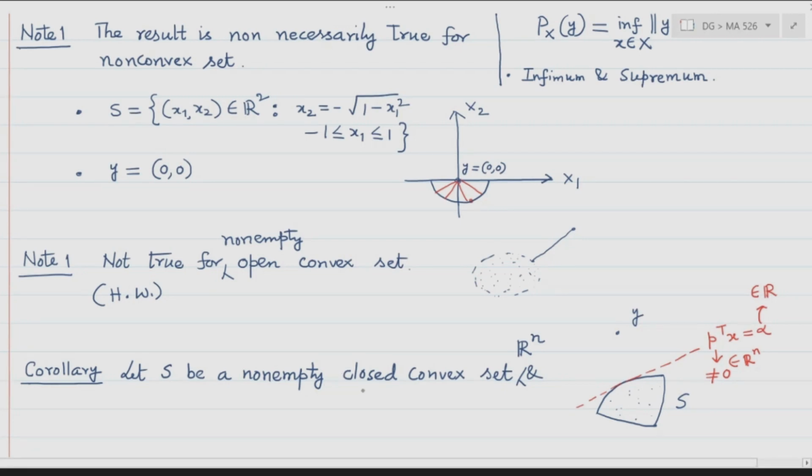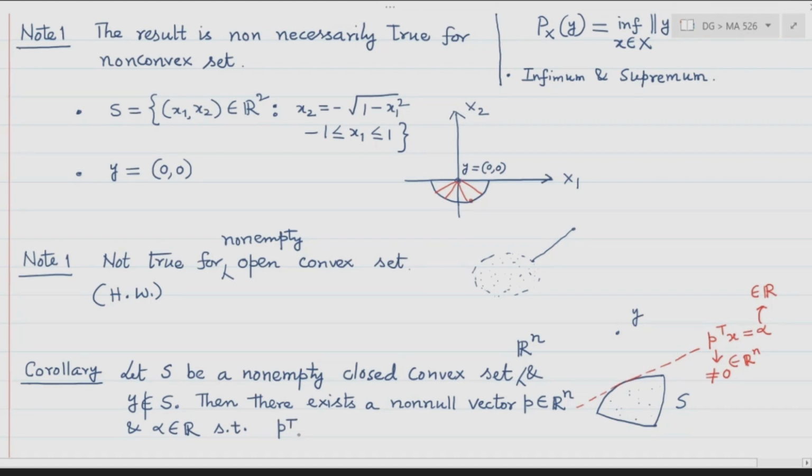Anyway, the set S is considered to be a non-empty closed convex set in Rn, and there is one element y which is outside the set S. Then there exists a non-null vector p in Rn and a scalar alpha such that on one side of p transpose x equal to alpha lies y, and on the other side the entire set S lies: p transpose x less than or equal to alpha for all x belonging to S.